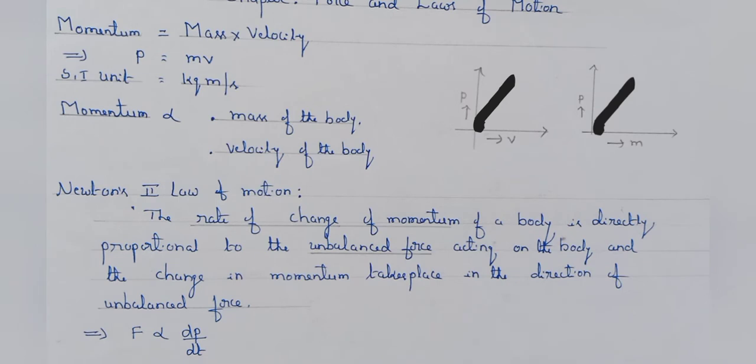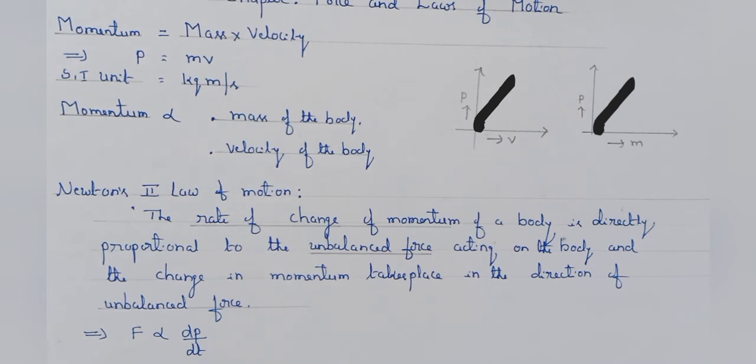Here F represents the unbalanced force acting on the object and dp represents the change in momentum and dt represents the time taken for this change in momentum. So, the unbalanced force acting on the object is directly proportional to the rate of change of momentum. If the rate of change of momentum is less, then the force acting on the object is less. If the rate of change of momentum is more, then the unbalanced force acting on the object is more.